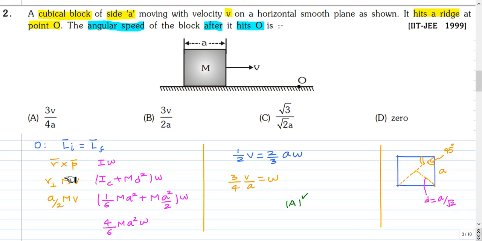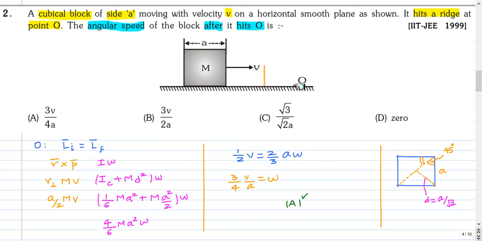Initial angular momentum is r cross p, where r is the vector joining this point O with the center of mass. The momentum vector is along v, so r cross p is r perpendicular, which is this distance a by 2, into p, which is m into v. After it hits, it will rotate about this point O.